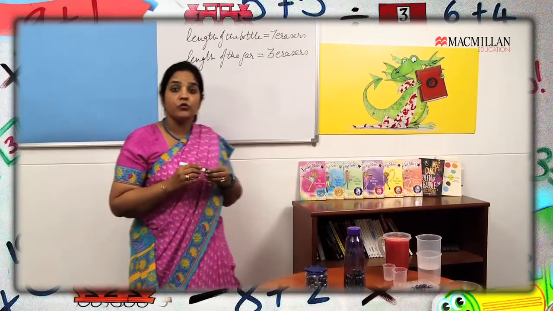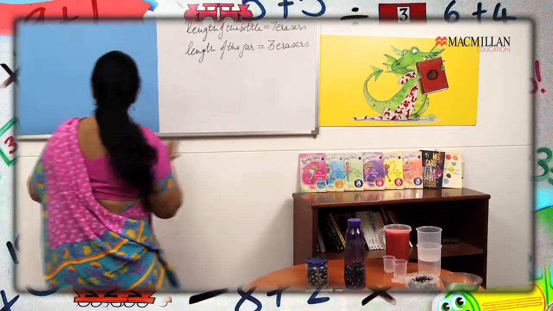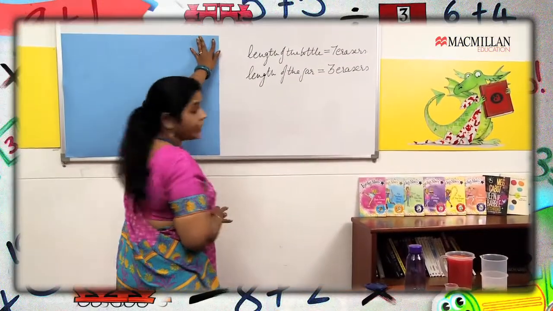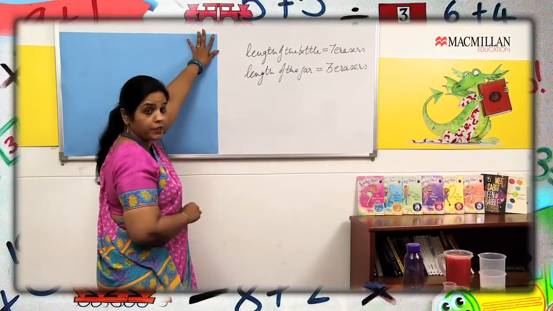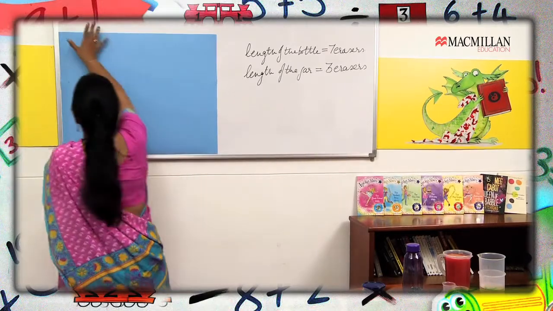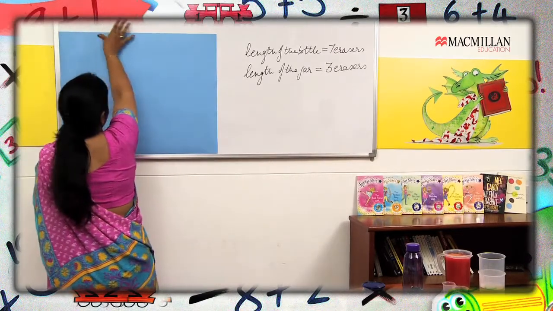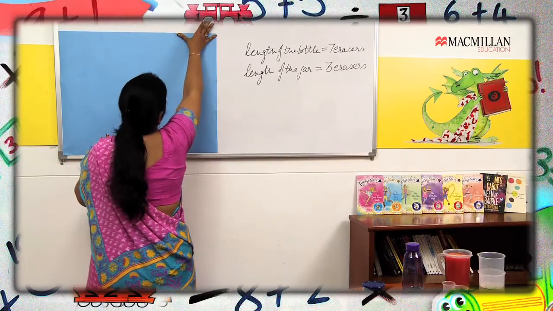We can also use our body parts to measure length. I can use my hand span to measure the side of this chart paper. You know that this side of the chart paper is called the length and this is called the breadth. Let us measure. 1, 2, 3, 4.